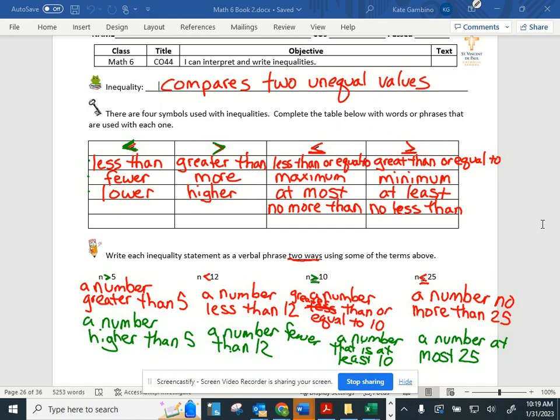So again, as we're reading our word problems, it's not going to be completely clear that it's less than, greater than, less than or equal to. You have to know these other terms, these other ways of saying it. It's saying the same thing. We know how to do it. We just need to recognize these other words.